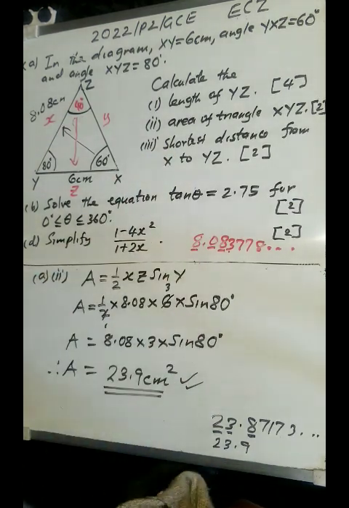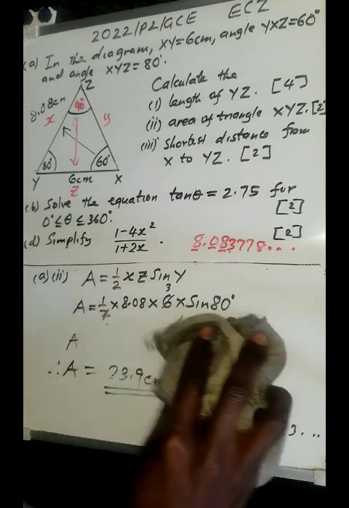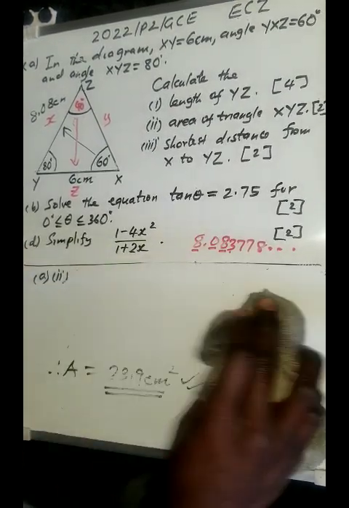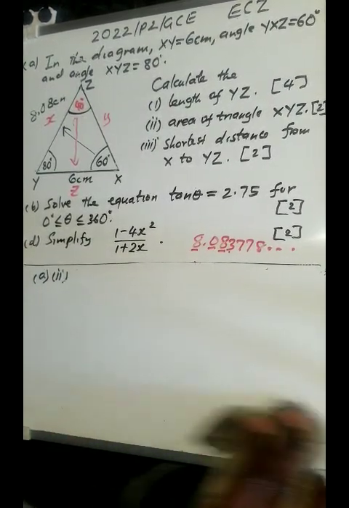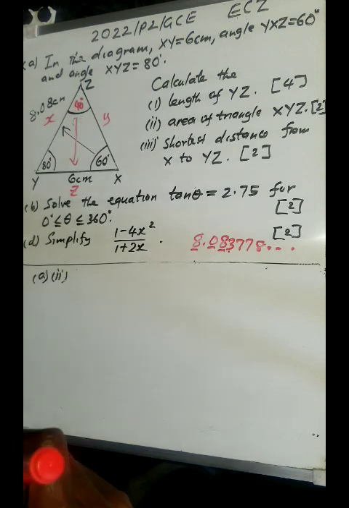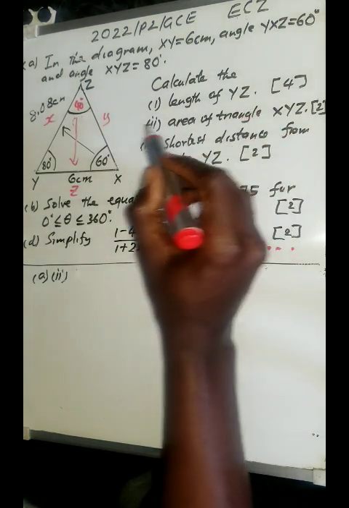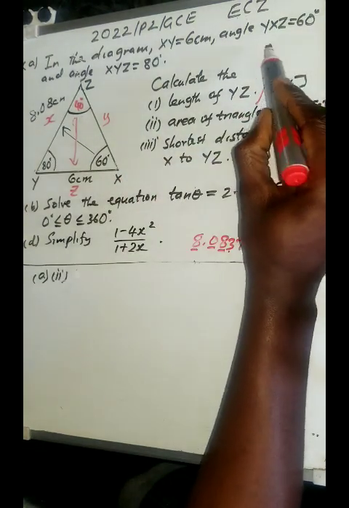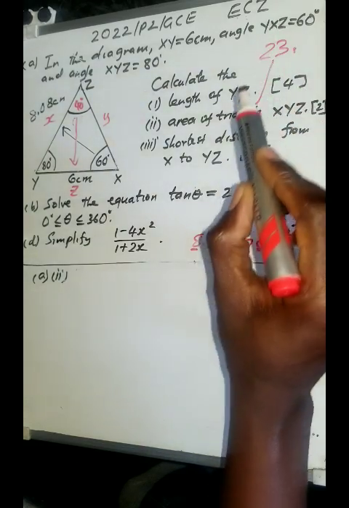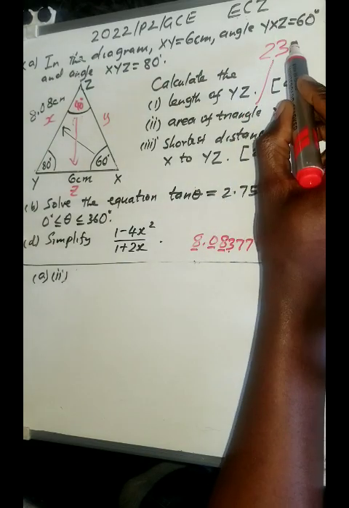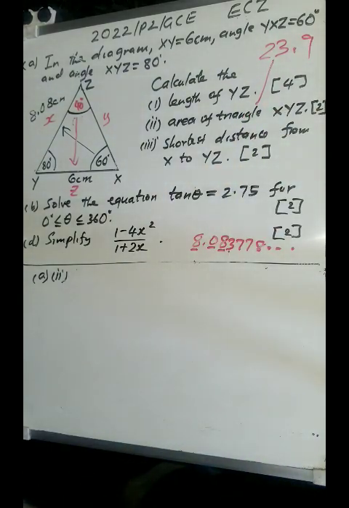All right, let's move on to A3 and see how you can go about that. So we know the area up to this point. I just want to be writing certain things. So the area is simply 23.9. I think that is what we got, 23.9.